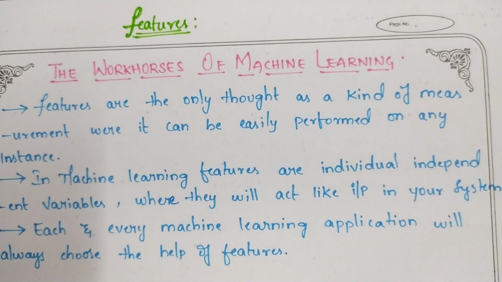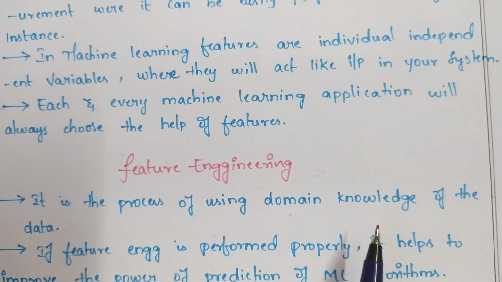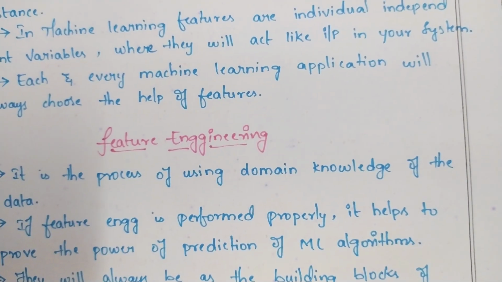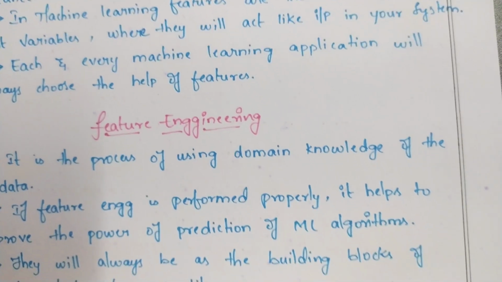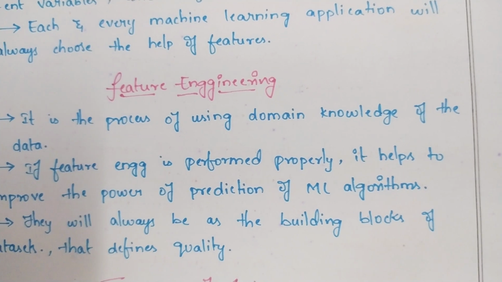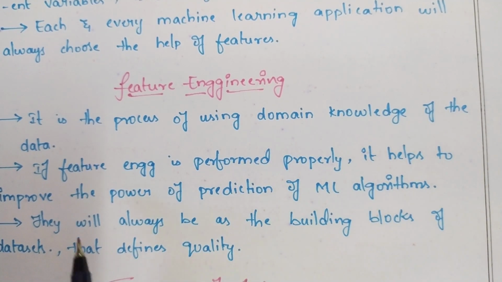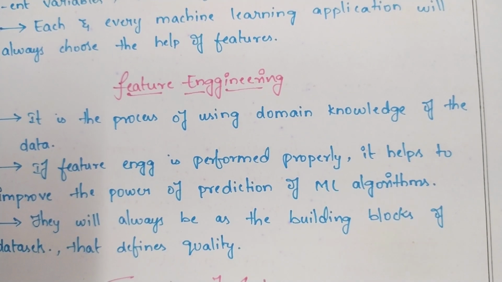Now, putting this part in technical terms, that is what is called feature engineering. Now, what is feature engineering? Feature engineering is a process of applying domain knowledge of the data. If feature engineering is performed properly, it helps to improve the predictive power of machine learning algorithms. And they will always be the building blocks of the data sets that define quality.